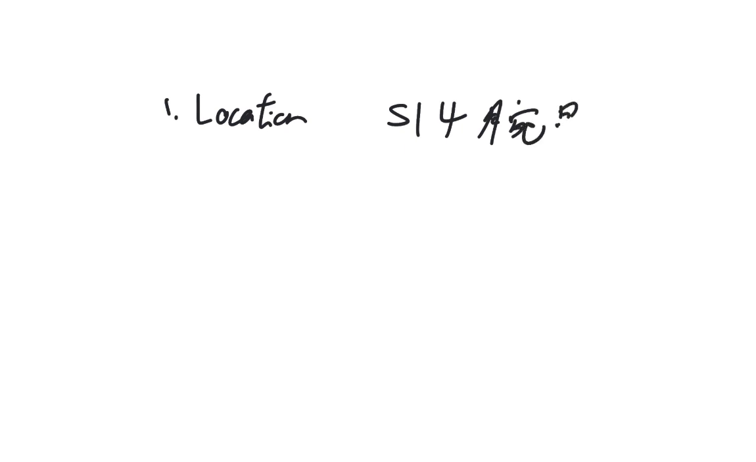First one is location. For example, small intestine 4 point. This point means wrist bone. The English translation of this point is called wrist bone, which tells us the location of the point is actually just on the wrist bone, on your wrist.